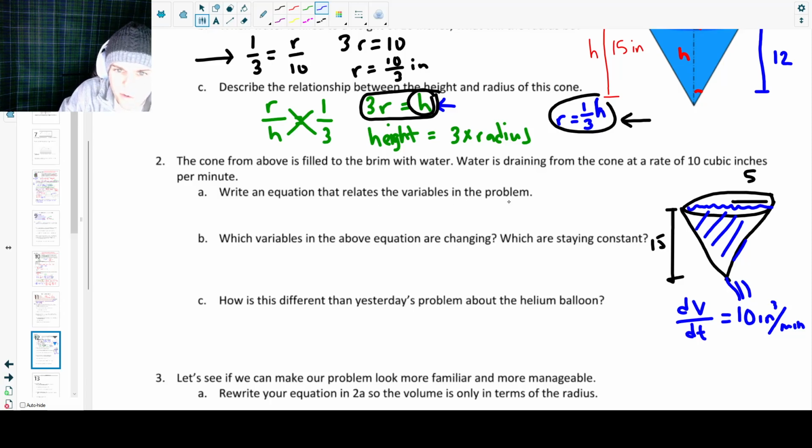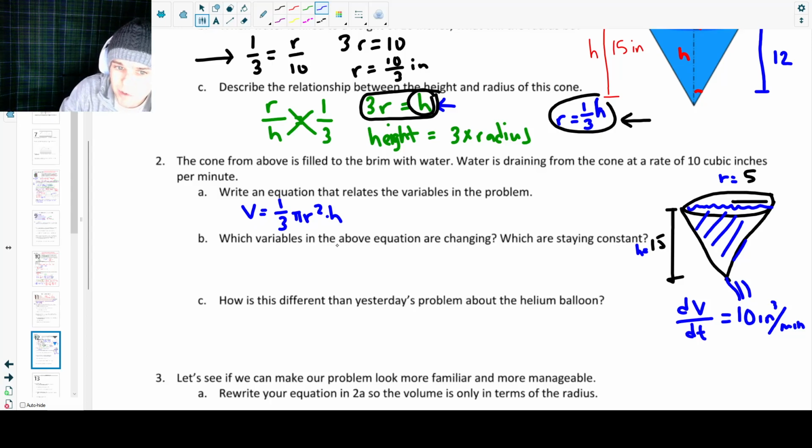Write an equation that relates the variables in this problem. So we have radius, we have height, we have dV/dt. I'm not really going to do that, but volume. We want to write a volume formula that relates our height and radius. So the volume of a cone is 1/3 pi r squared times height. That is just the standard volume formula for a cone, and that's what we're dealing with. We're dealing with a cone that's being filled up, so we're dealing with the volume of a cone.